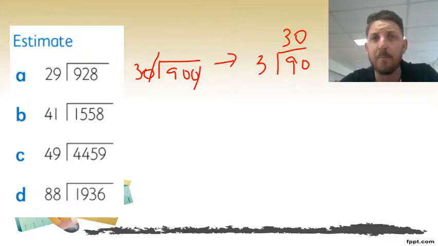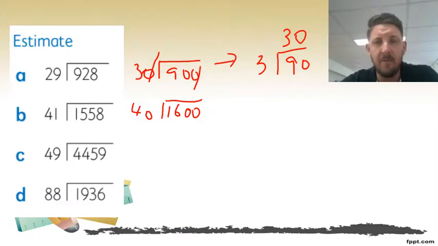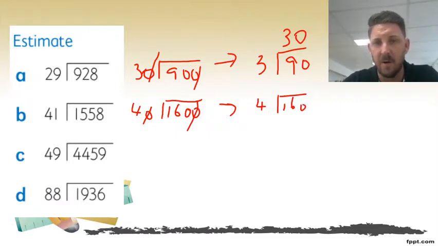I'm going to try the same with B, and I'm going to look at it straight away. I'm going to make it 40 into 1,600. And if I look at 40 into 1,600, I can do the same again. I can drop the zeros and I can go 4 into 160. That's much easier because I know 4 into 1 goes 0 times, 4 into 16 goes 4 times, 4 into 0 goes 0 times, and I know 4 40s equal 160.